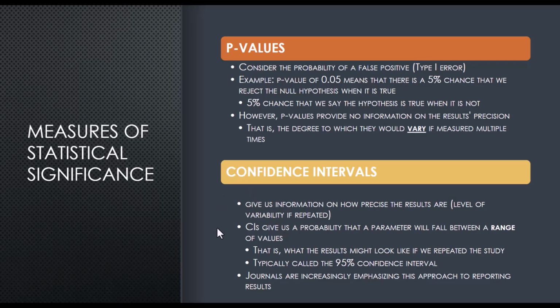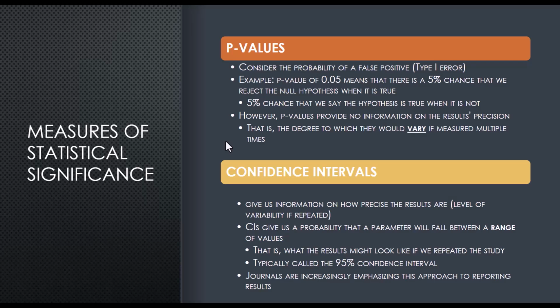Confidence intervals give us a range of possible results. That is, it tells us what the results might look like if we were to repeat this study. And typically in studies, we're looking at a 95% confidence interval. We will look at examples of that. Utilizing this range of values also will give us information on statistical significance. Again, we will look at that in a bit and practice examples.